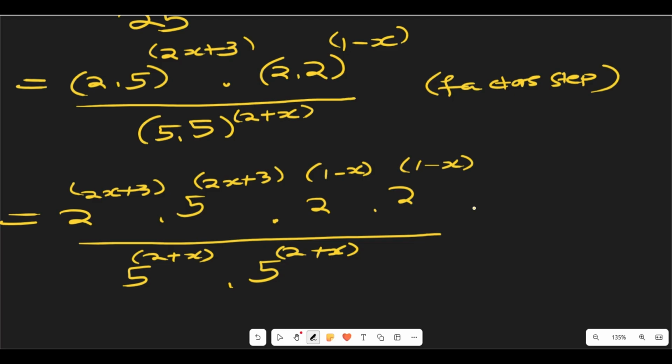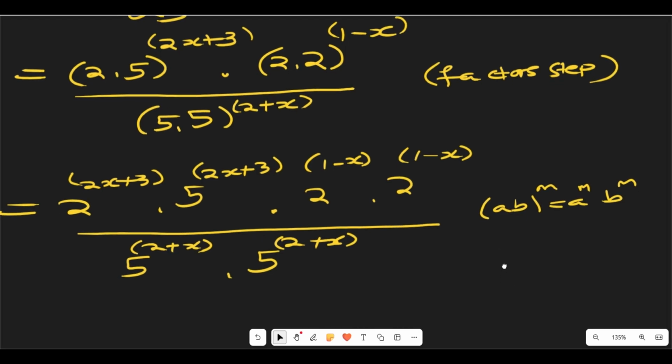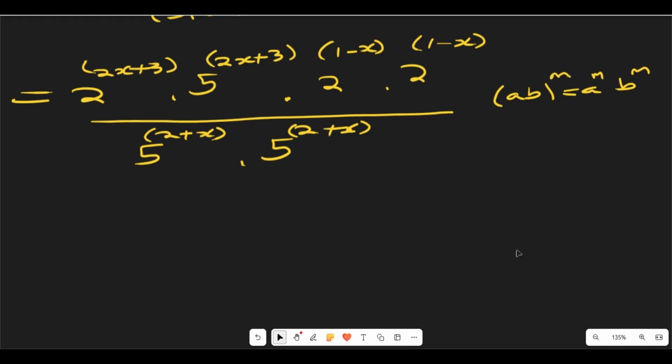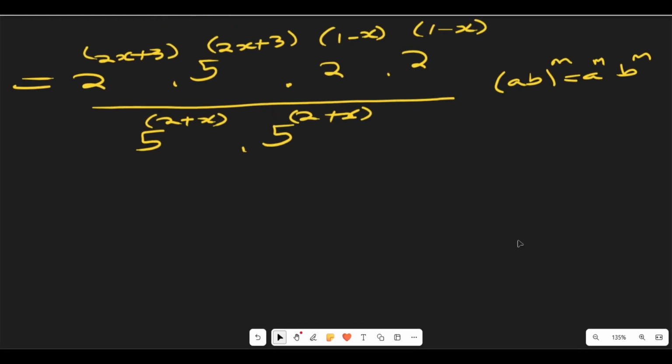So now we move to the other step. Mind you, we have a rule of index that we did earlier. What was it? This is the rule of the index. Let's say you have a multiplied by b, all to the power m. This is equal to a to the power m and b to the power m. It's not part of the question, but I'm just showing you which rule we are using. So we move to the next step. We are done with this step.